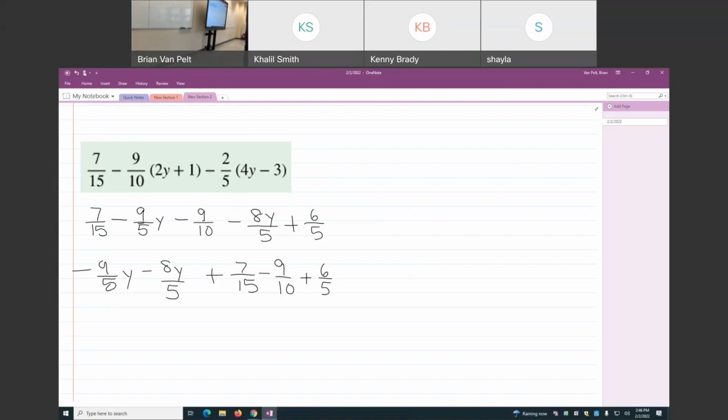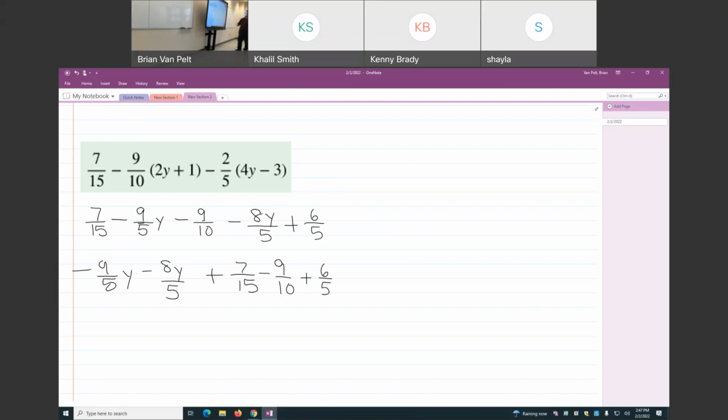But how did you get 9 over 5y? I did two steps at once. I multiplied it through, and I noticed that this is 18y over 10. Oh, so you broke it down. Well, yes, I did it in one step. That's right. That was 18y over 10. That's exactly what that was. So I was kind of simplifying as I went along.